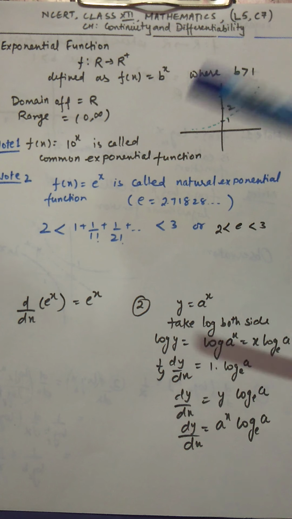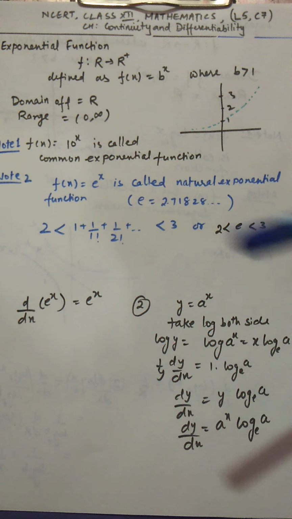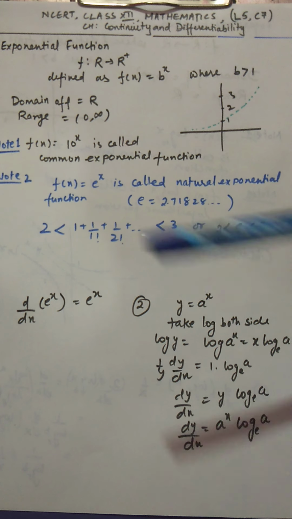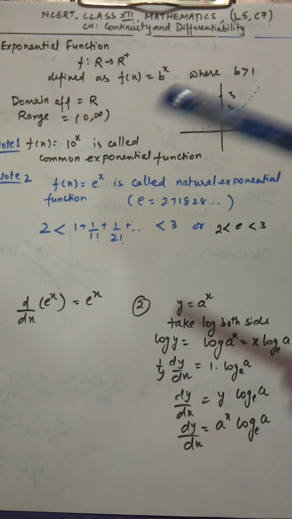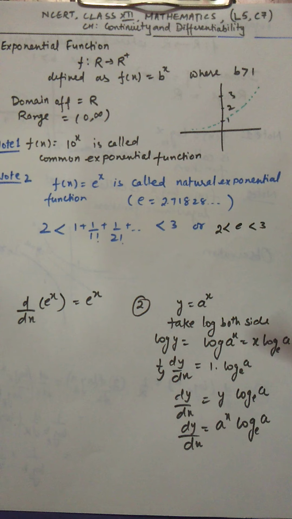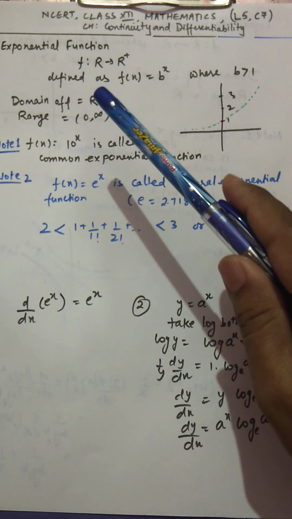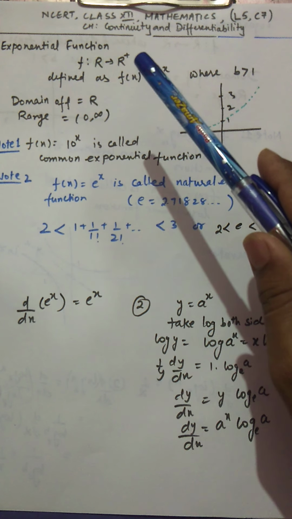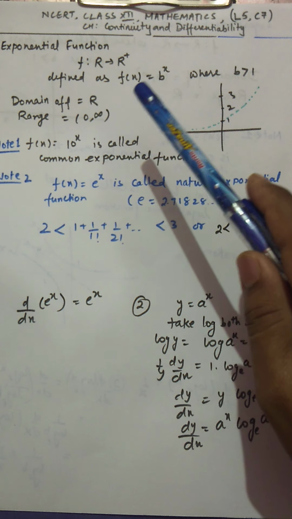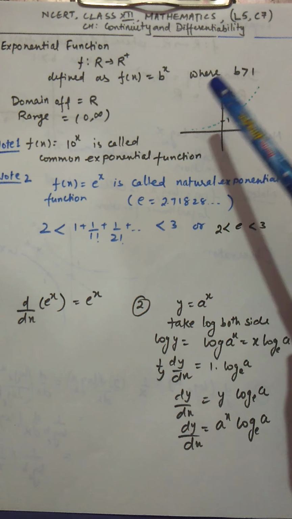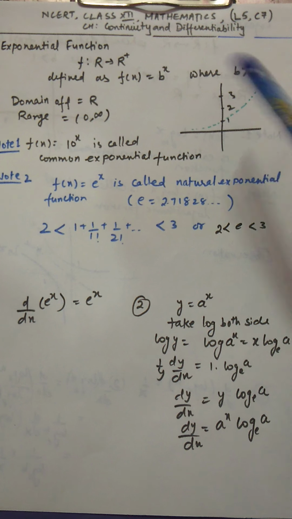Today we are going to explain the exponential function. I'm not going into much detail, but I'm giving you some introduction to the exponential function. That function is f defined from R to R positive. So you can see that f(x) equals b^x. Here I'm taking b greater than 1.